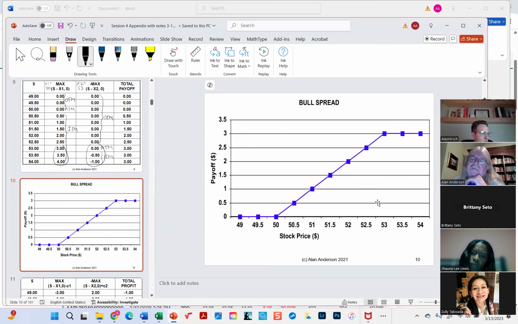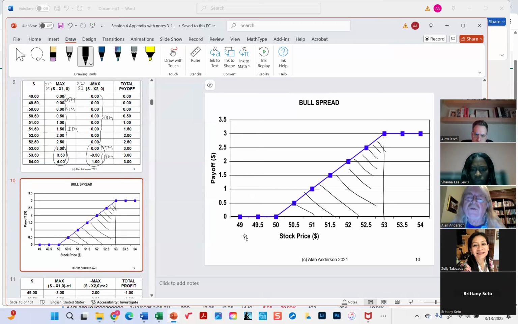What's happening is that if the stock price goes past 53, all of the gains and losses from your two positions exactly offset each other, and you cannot profit from the price going above 53. You're capped to your payoff at $3. But at the bottom you also have a minimum payoff of 0. So you're basically expecting the price to stay in this range. If you expected the stock price to go above 53, you would simply buy the low strike call. There'd be no point in doing this.